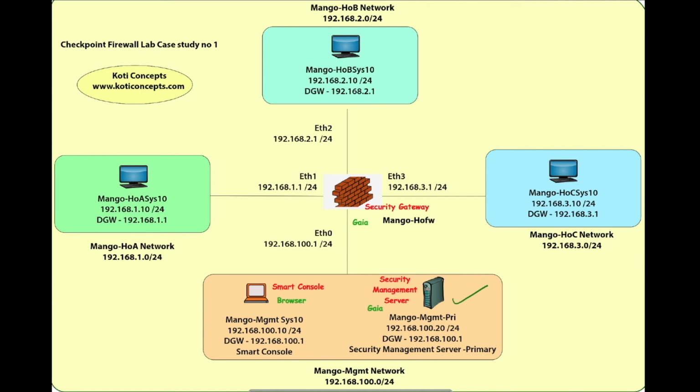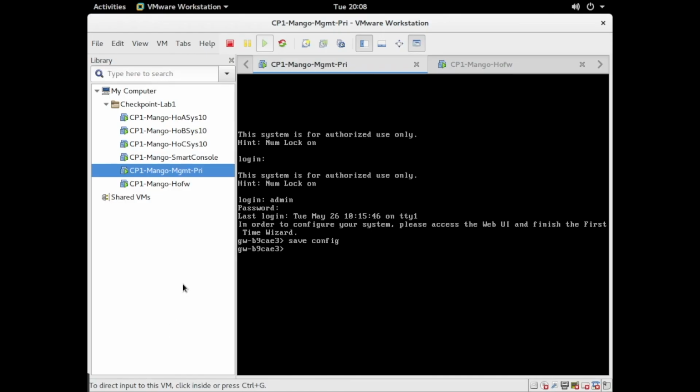How to install the Security Management Server? To install the Security Management Server, I log on using the browser. Using the browser on this particular system, I log on to the Gaia OS with the username admin, password as p@ssw0rd, and start installation of the application on this particular system. So let us do that.